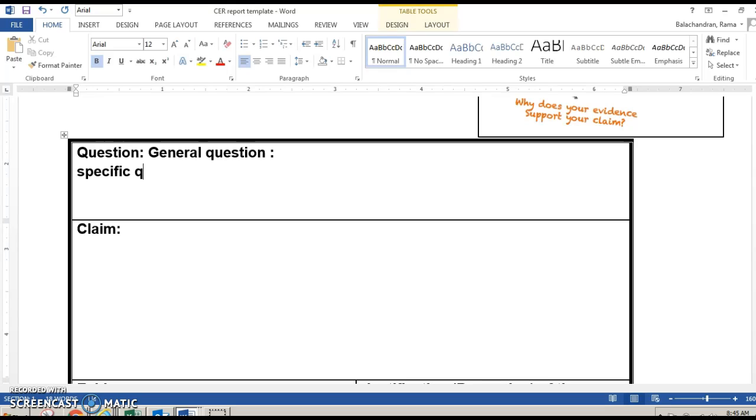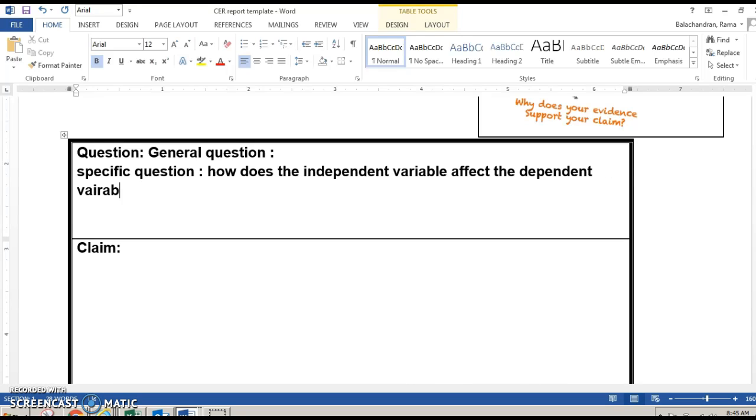So the specific question is always written as, how does the independent variable affect the dependent variable? This could be your specific question. The independent variable is the one quantity that you change in the experiment. So go back and think about what she was trying to change in the experiment. And if you change that, what does it affect? That is your dependent variable. What are the quantities that you're going to measure that are likely to change as a result of changing the independent variable? So this is how your specific question can be.